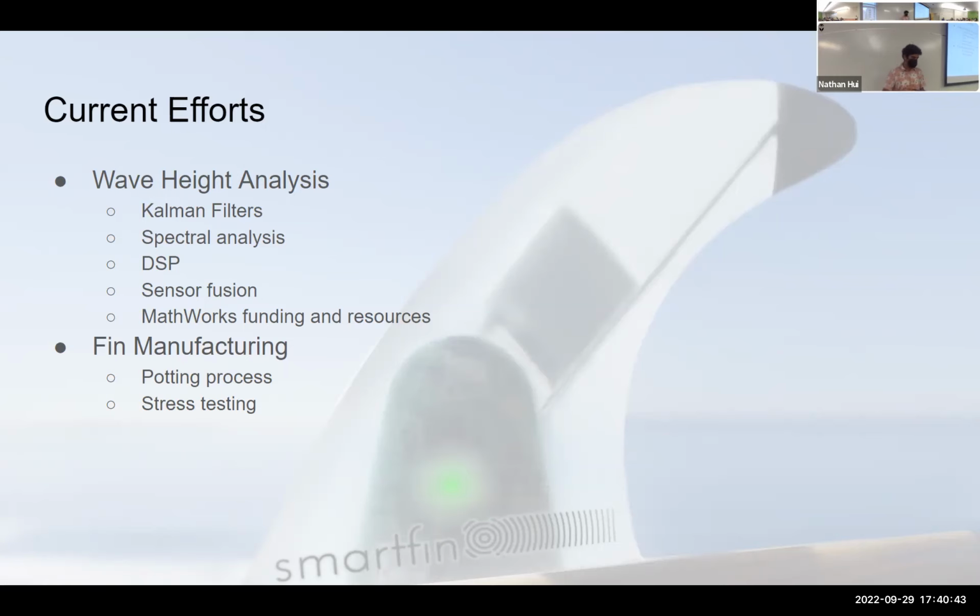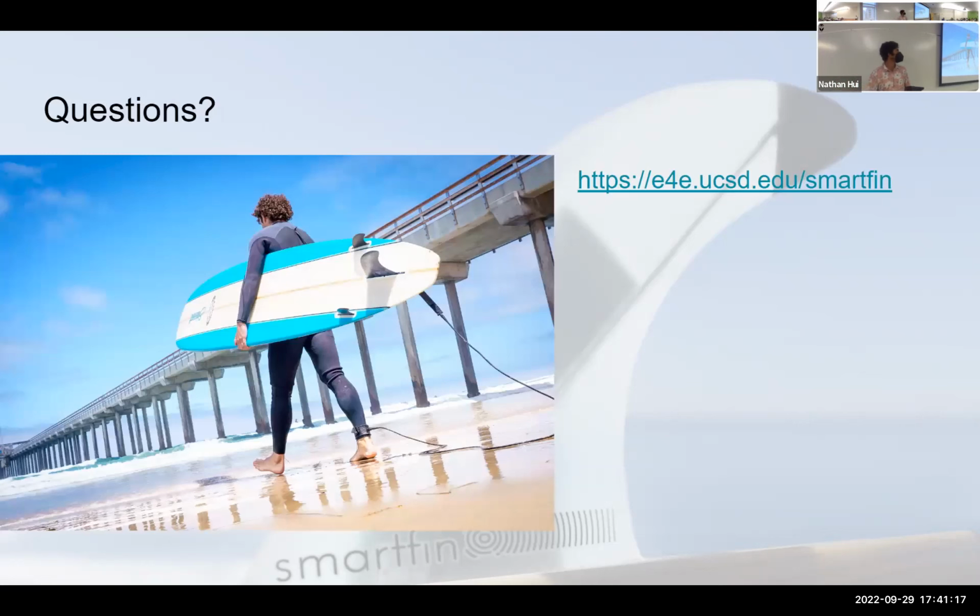We're also focusing on the manufacturing of these fins. As you can tell, there's a lot of surfers, but there's only a couple fins that we have on us currently. So we have a preliminary process for manufacturing the fins over at Scripps. But we need to focus on things such as stress testing, where the critical points are, where the fin is attached to the board, where it might break, things such as that. So these are our current efforts, and if you have any questions.